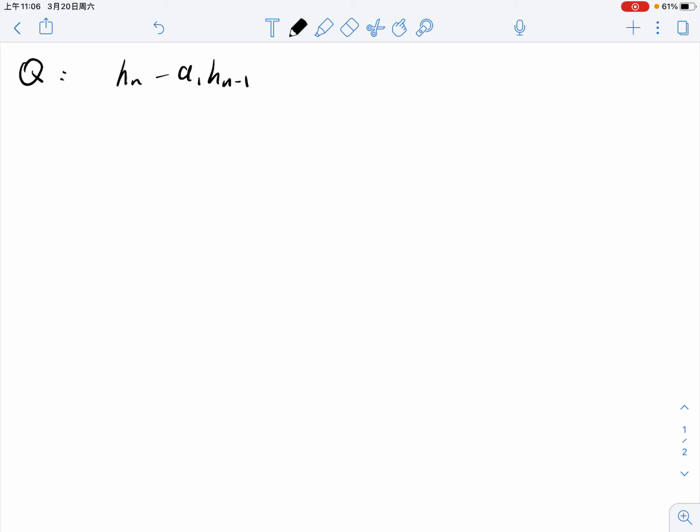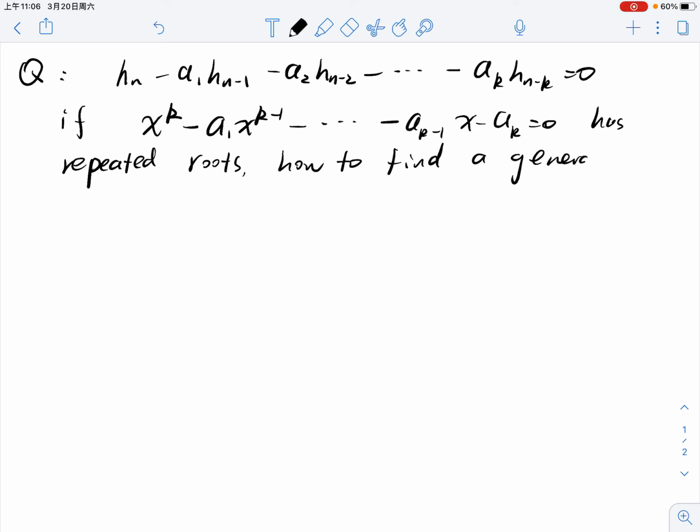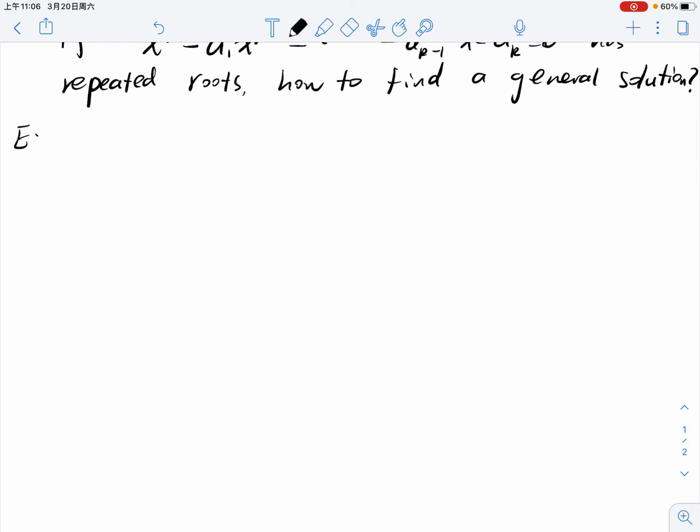Mathematically, that means suppose the characteristic equation related to the relation has repeated roots. How do we find a general solution for Hn? And we start with an example.